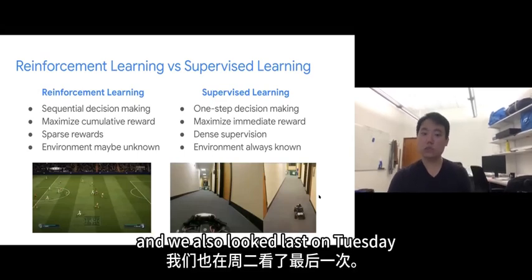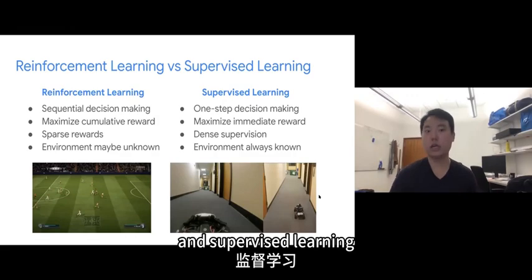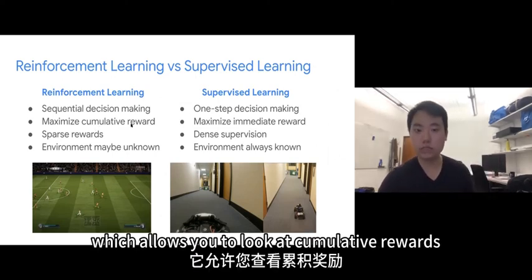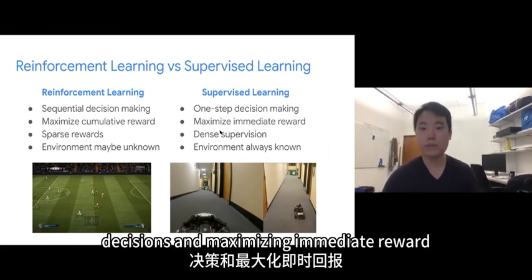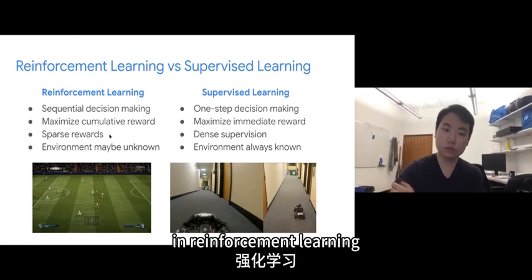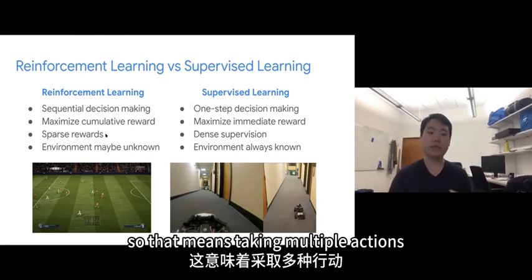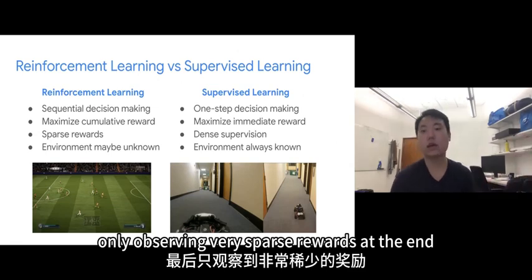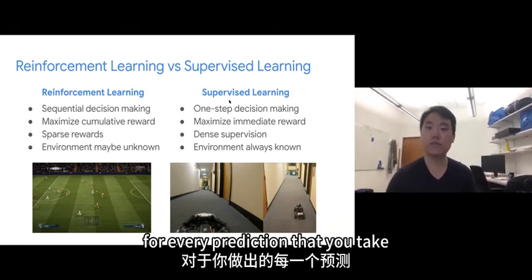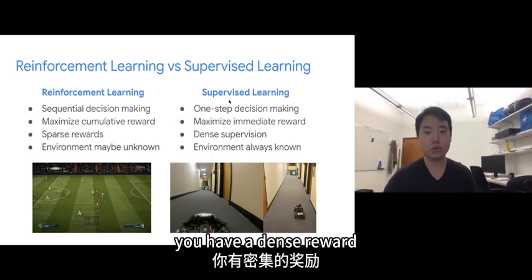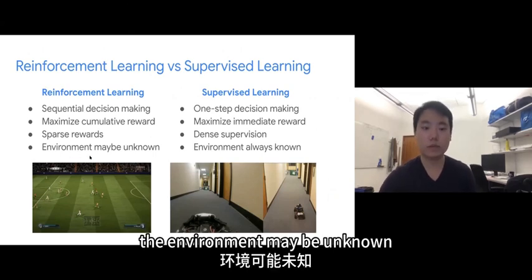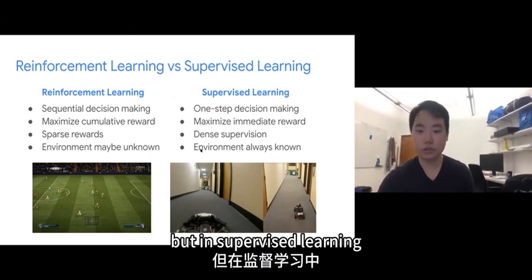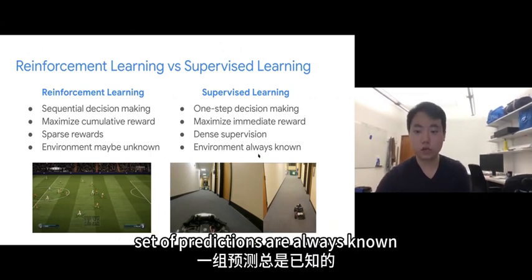And we also looked on Tuesday at the main differences between reinforcement learning and supervised learning. Reinforcement learning involves making sequential decisions, which allows you to look at cumulative rewards, while supervised learning only looks at one-step decisions and maximizing immediate reward. In reinforcement learning, we also run into the issue of sparse rewards. That means taking multiple actions across a very long horizon, only observing very sparse rewards at the end. But you don't get that in supervised learning, because for every prediction that you take, you have a dense reward. And sometimes in reinforcement learning, the environment may be unknown, so in the case of Markov decision processes, not knowing the transition probabilities, but in supervised learning, the environment, which is your set of predictions, is always known.